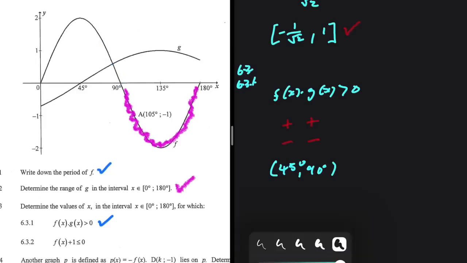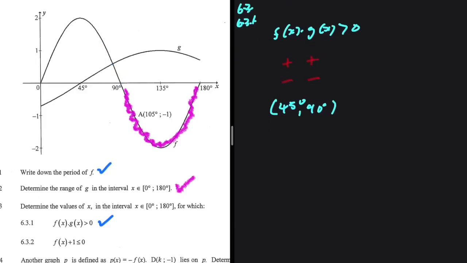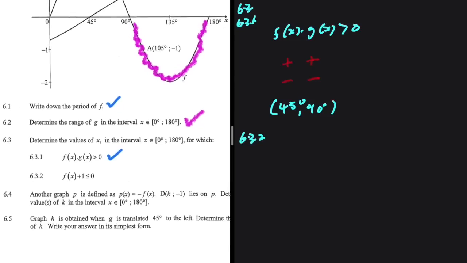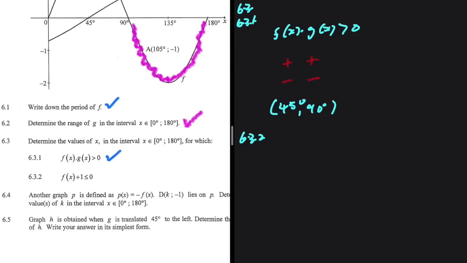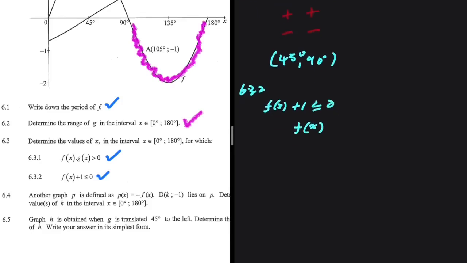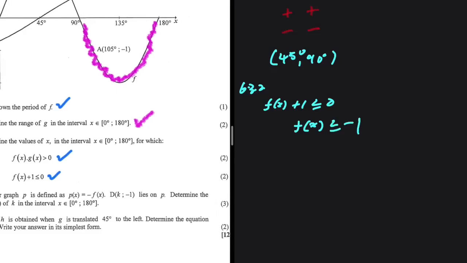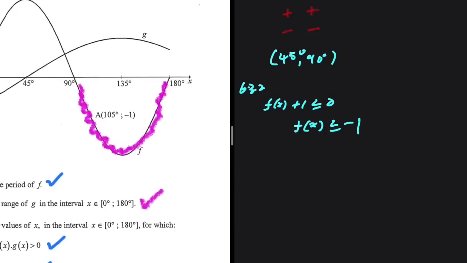Let's do 6.3.2. We're looking for the values of x for which f of x plus 1 is less than or equal to 0. So we have f of x plus 1 being less than or equal to 0. So f of x, if we make it the subject of the formula, should be less than or equal to minus 1. So let's go ahead to a graph and do the analysis.